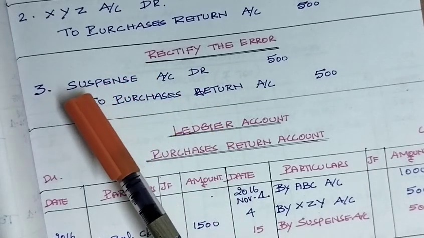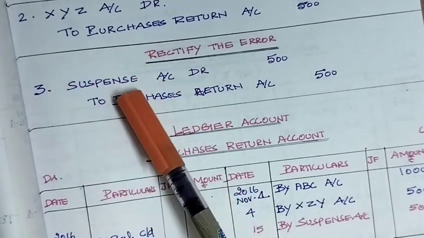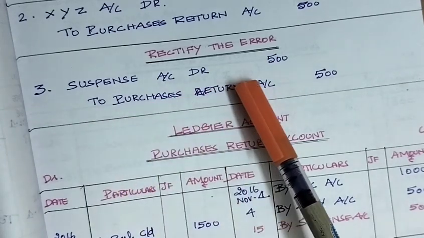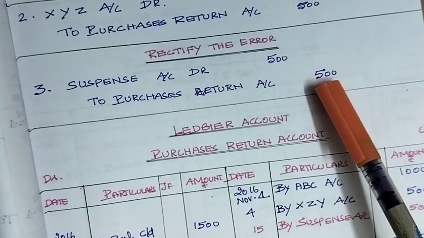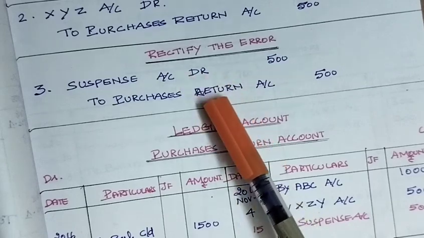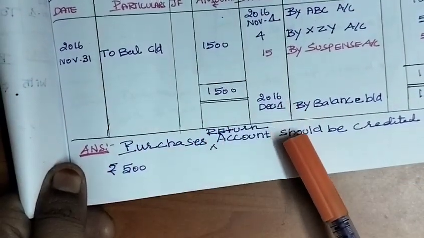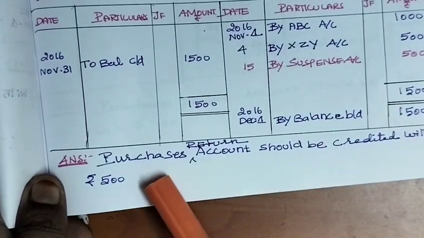Okay, so suspense account debit 500 rupees to purchases written account 500 rupees. So where is the purchases written account? It is on the credit side. So the answer is: purchases written account should be credited with 500 rupees.